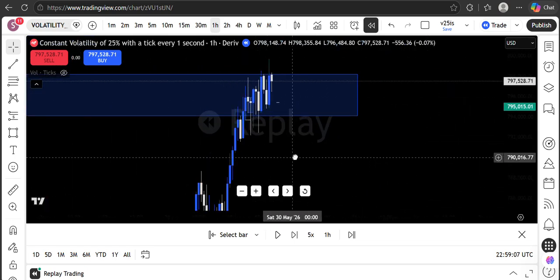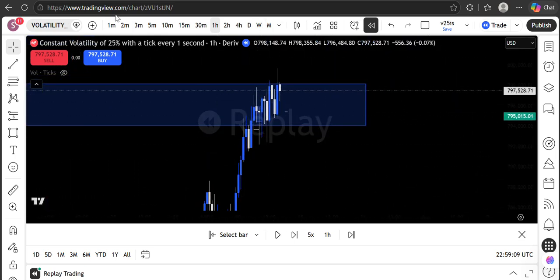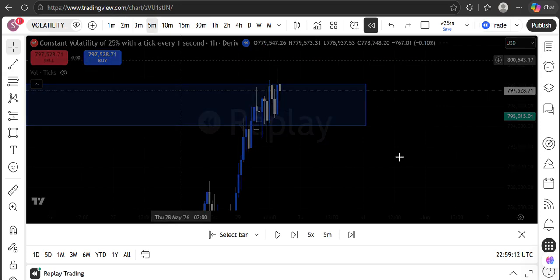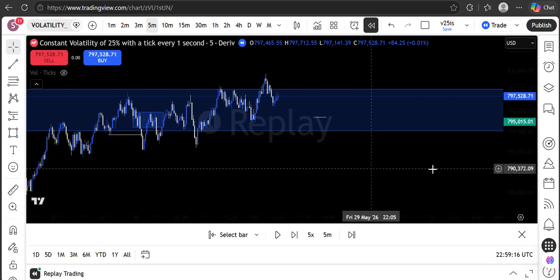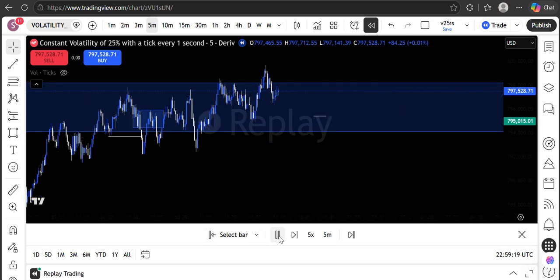Okay, so how did we now get our entry? Let's go back to our 5 minutes time frame. After the liquidity sweep, we waited for our confirmation entry. So let's keep playing.